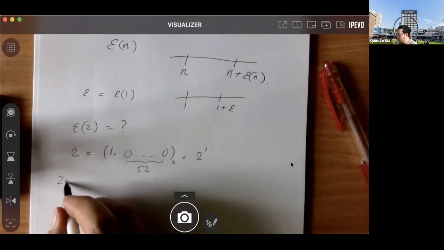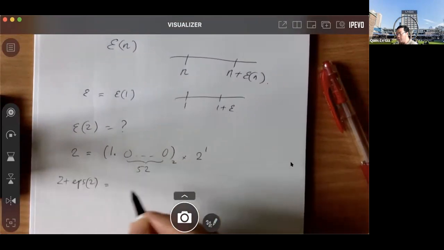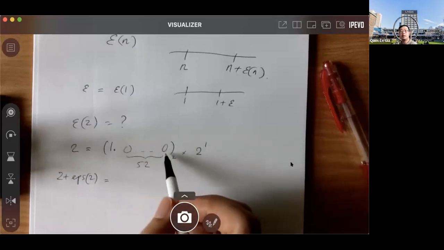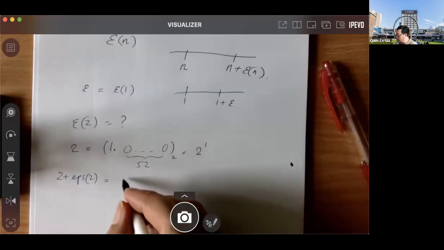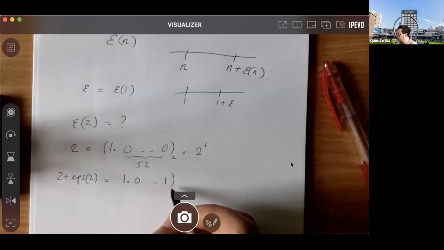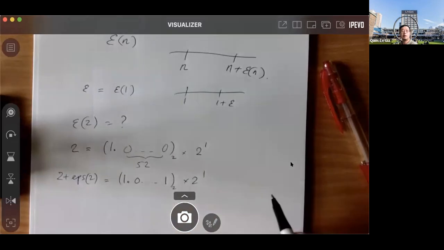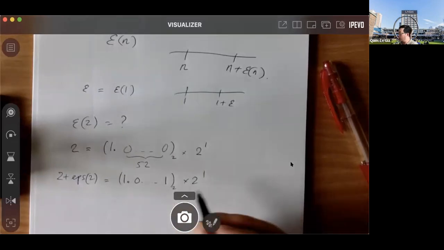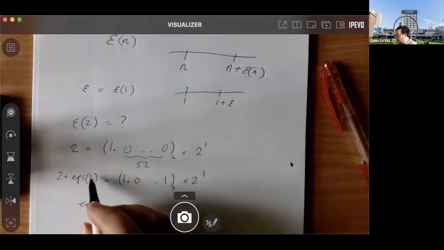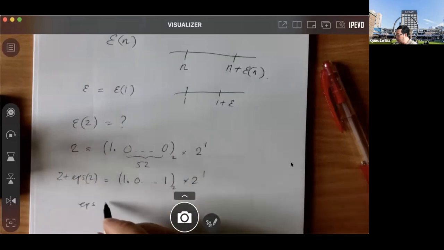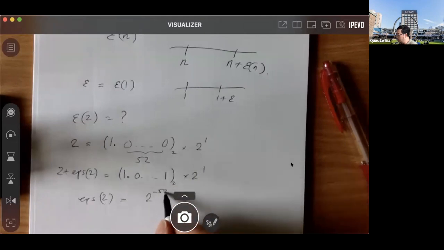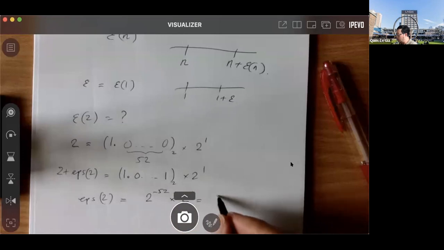And now 2 plus epsilon 2 will be, remember the odometer of the car, you have finitely many digits. You turn on the last digit. So this one becomes 0, 0, but the last digit becomes 1. Then the difference between 2 plus epsilon 2 and 2 is just epsilon 2, which equals 2 to the minus 52 multiplied by 2 to the 1. It's just 2 to the minus 51.